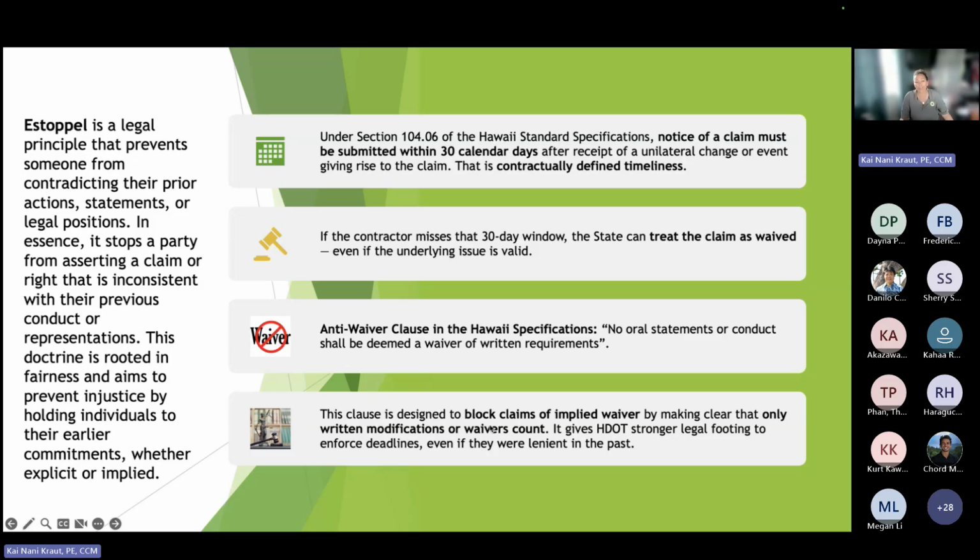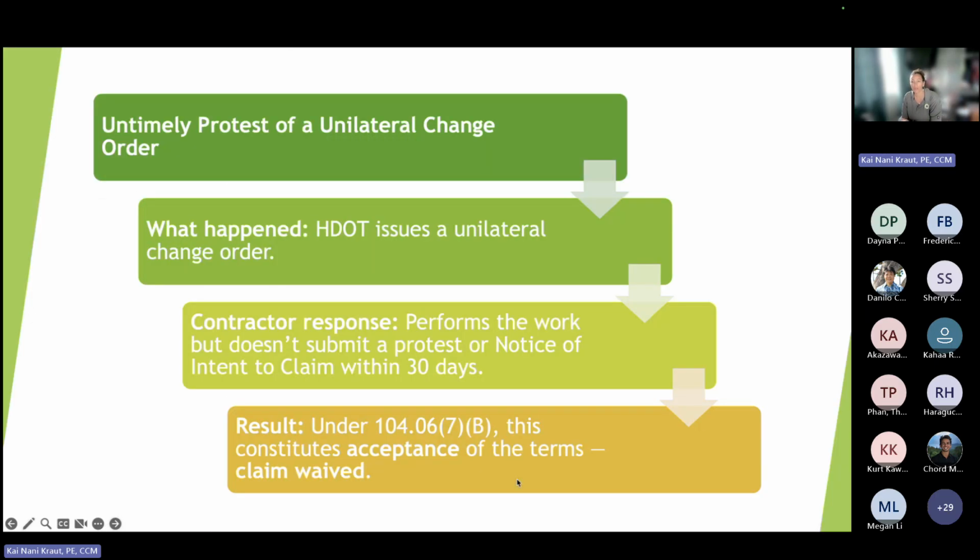The clause is designed to block claims of implied waiver by making clear that only written modifications or waivers count. It gives DOT stronger legal footing to enforce deadlines, even if they were lenient in the past. So again, this is potentially a separate discussion. Construction engineers have got to let us know how they want to proceed, because again, there's that obligation to make sure that we're consistently following this.